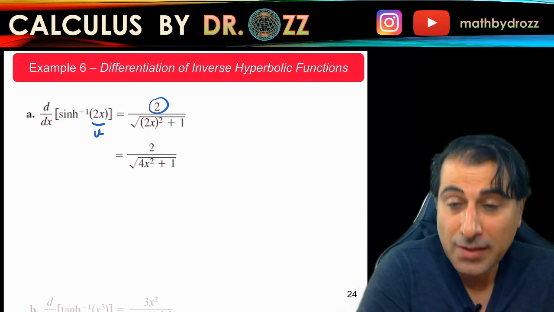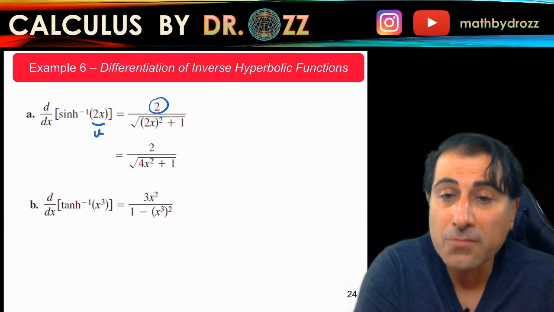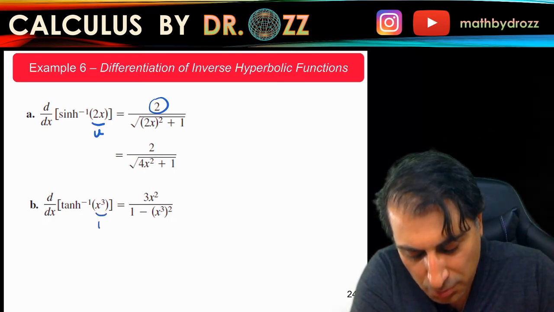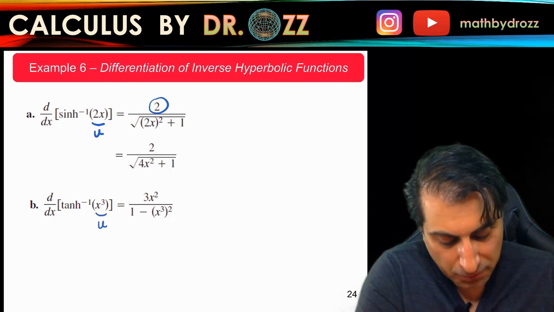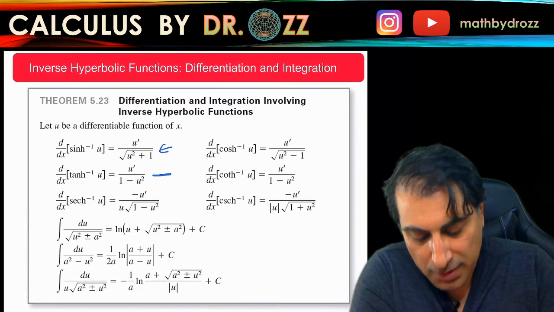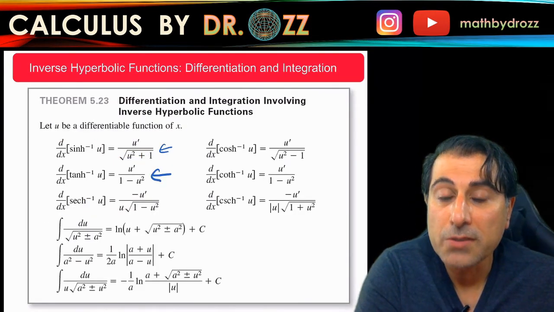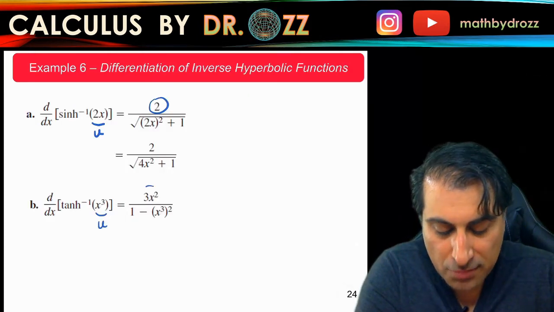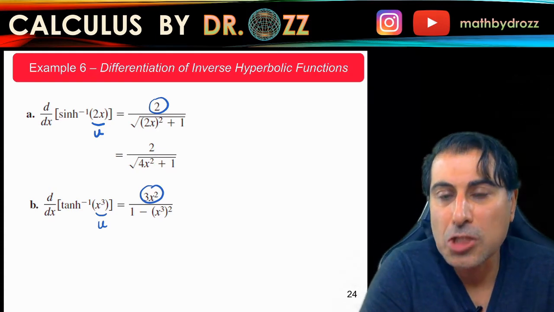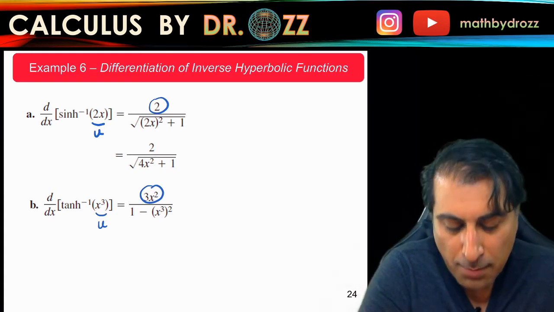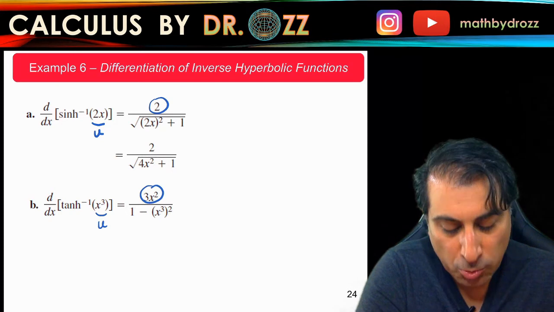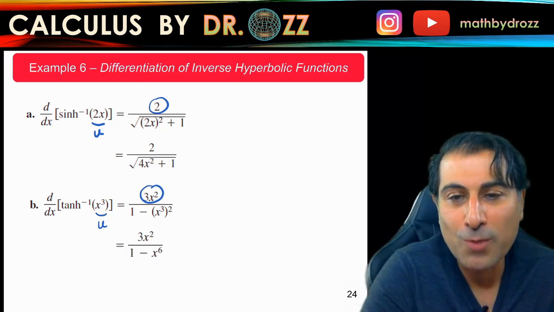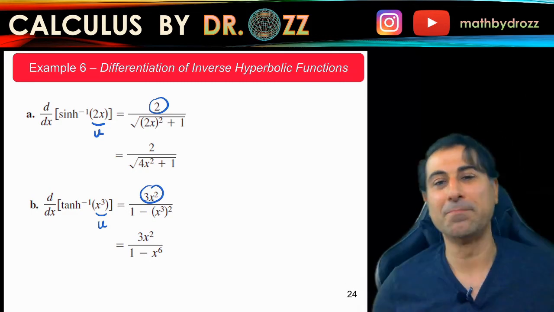And the next example is the derivative of inverse hyperbolic tangent of x cubed. So let's call this u, and let's check the formula for that. And I think we're going to use this formula now. It's u prime divided by 1 minus u squared. And here u prime is 3x squared because u equals x cubed. And the bottom is 1 minus (x cubed) quantity squared. So you can simplify that as 3x squared over 1 minus x to the 6th.